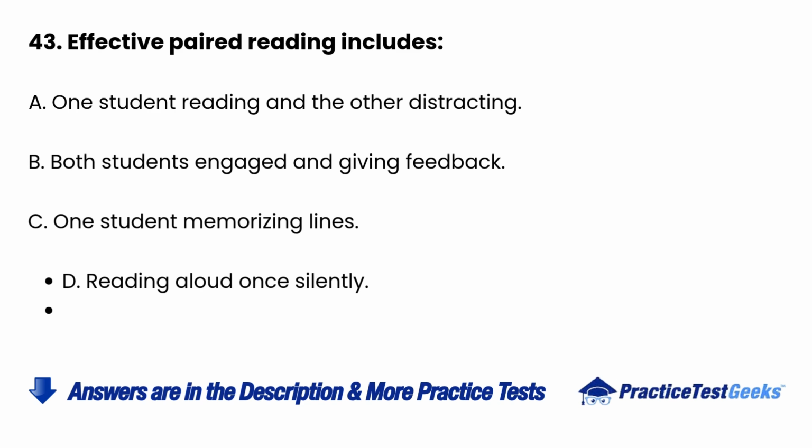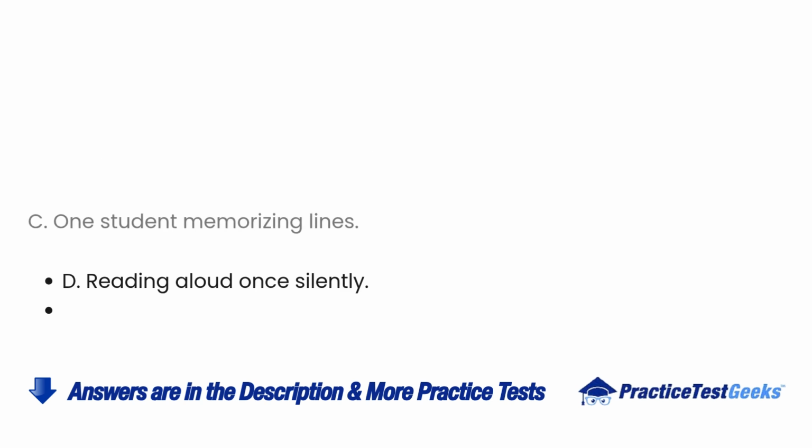43. Effective paired reading includes: A. One student reading and the other distracting. B. Both students engaged and giving feedback. C. One student memorizing lines. D. Reading aloud once silently.